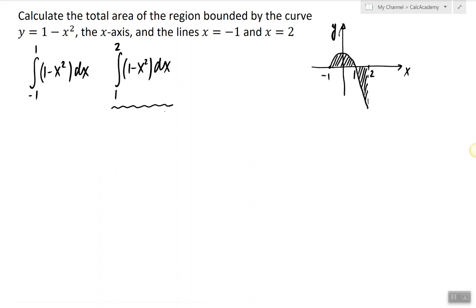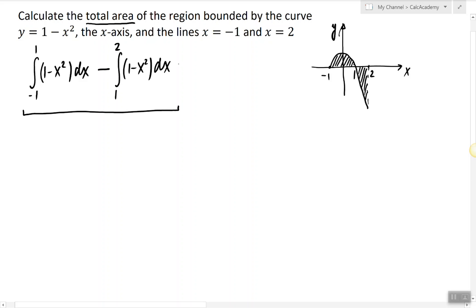So in order for me to count that negative area as positive, what I'm going to do is subtract it from the first integral. So this is the expression for the total area of the region from -1 to 2.